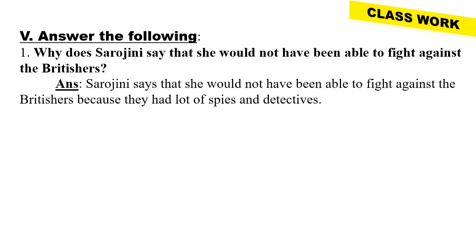Sarojini says that she would not have been able to fight against the Britishers because they had lot of spies and detectives. Okay, because they had lot of spies and detectives. ஸோ என்னால் ஃபைட் பண்ண முடியாது ஏன்னா பிரிட்டிஷ்காரங்க கிட்ட நிறைய ஸ்பைஸும் டிடெக்டிவ்ஸும் இருக்கிறாங்க. That was the answer. Let's move on to second question.